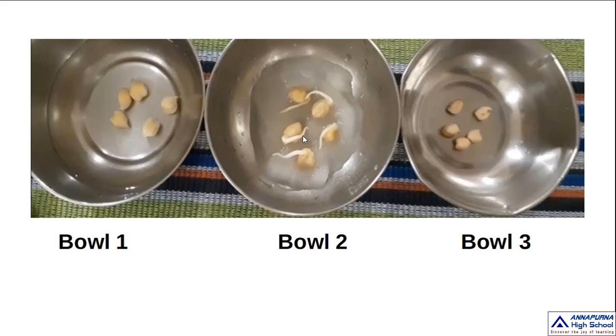Now keep the same number of chana in it. How many? We have to take 5 chanas in the second bowl. Make sure that the cotton wool or cloth remains wet. ఎప్పుడు కూడా వెట్టగా ఉండేలాగా చూడాలి. Now in the third bowl, put the same number of chanas. Do not put anything else in it. No need to put anything.